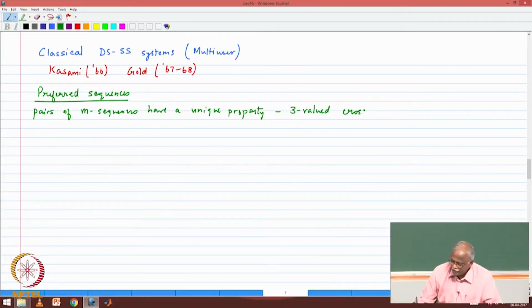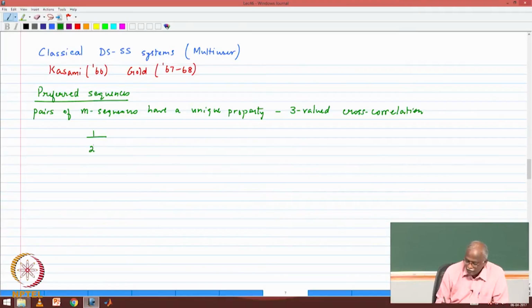3-valued cross correlation. Now again, how this comes about and how to identify these sequences is not the important point. That they showed that such pairs exist, and the cross correlation turns out to be the following. If they are length M sequences, the length will be 2 to the power of M minus 1. So that's your scale factor. The cross correlation can be -1. That means these 2 codes are as close to perfectly orthogonal as possible.